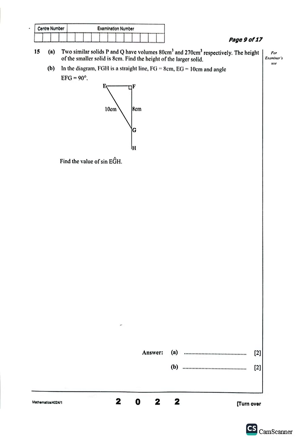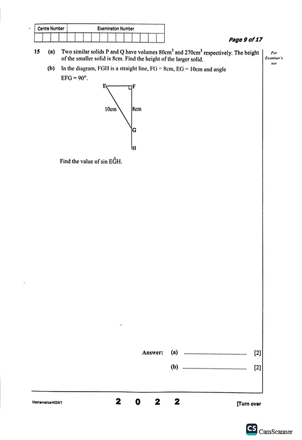15. Two similar solids P and Q have volumes 8 centimeter cubed and 270 centimeter cubed respectively. The height of the smaller solid is 8 centimeters. Find the height of the larger solid. So how do we make calculations on similar figures? Okay, let's begin.